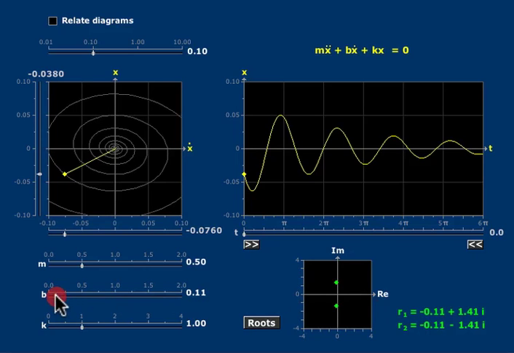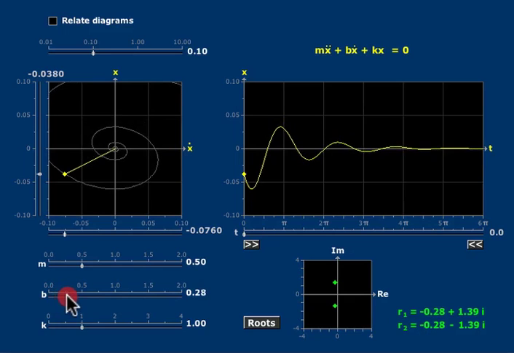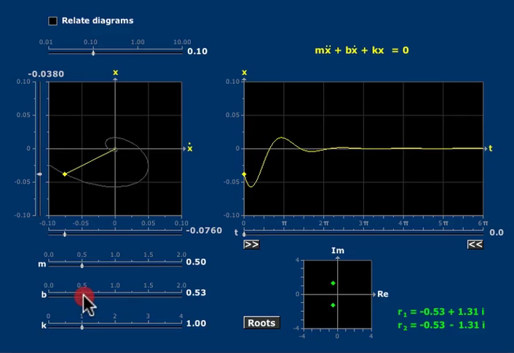As I increase b further, the spiral opens up, the damping occurs more quickly, and the roots move away from the imaginary axis, increasing the size of their real part. You'll notice that they get closer and closer to the real axis as well. Their imaginary part is decreasing. That means that the angular frequency of the solution is decreasing. The period, or pseudo-period, of the solution is increasing.